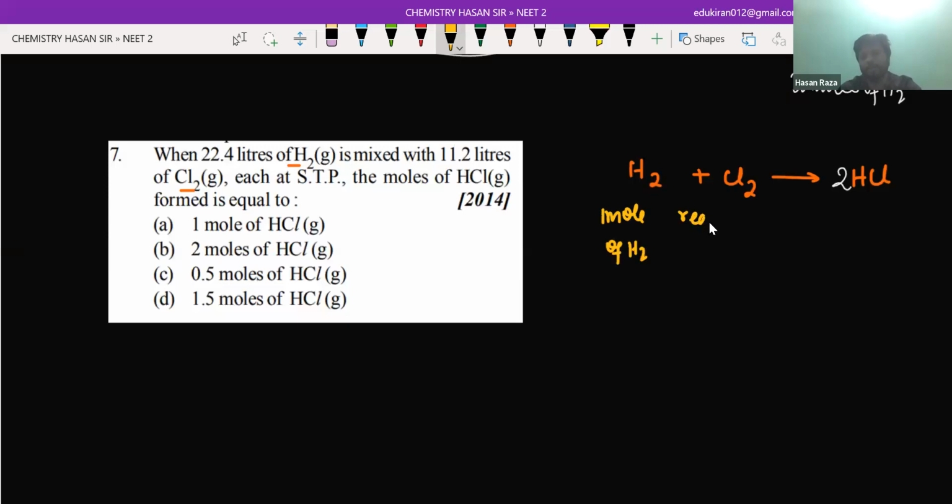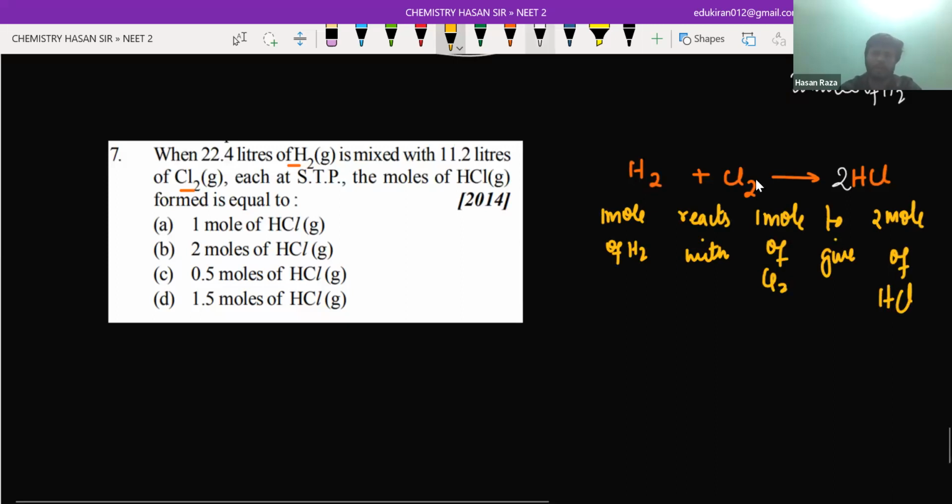Now, as you can see, 1 mole of H2 reacts with 1 mole of Cl2 to give 2 mole of HCl. Now, in the question, it is given that hydrogen is 22.4 liter and Cl2 is 11.2 liter.